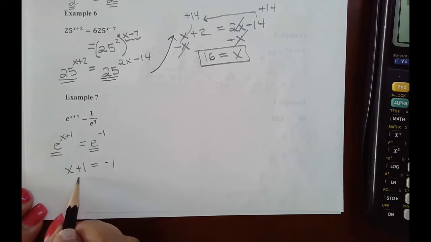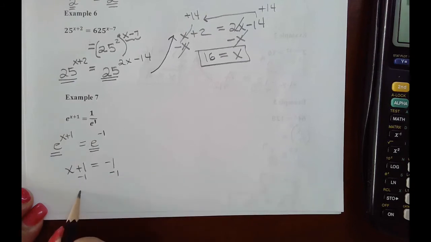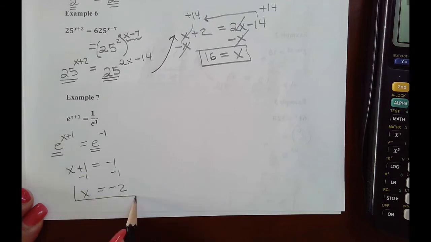Okay, going to the steps for solving. To isolate x, just subtract 1, and you get x is equal to negative 2.